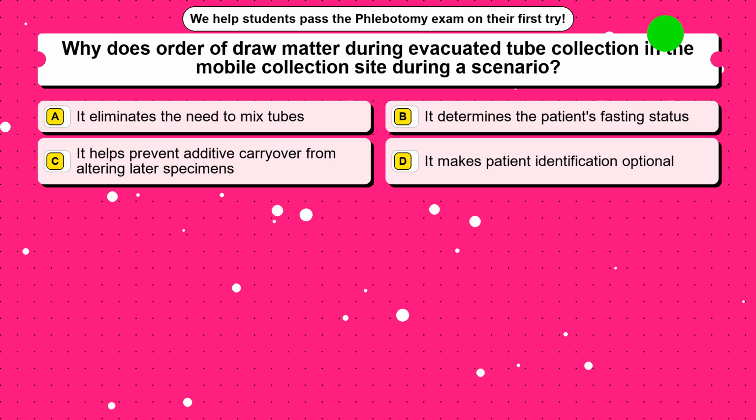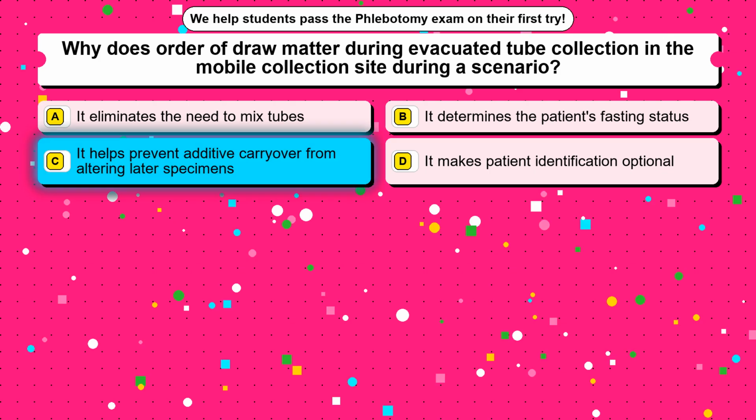Question 42. Why does order of draw matter during evacuated tube collection in the mobile collection site during a scenario? Option A. It eliminates the need to mix tubes. Option B. It determines the patient's fasting status. Option C. It helps prevent additive carryover from altering later specimens. Option D. It makes patient identification optional.